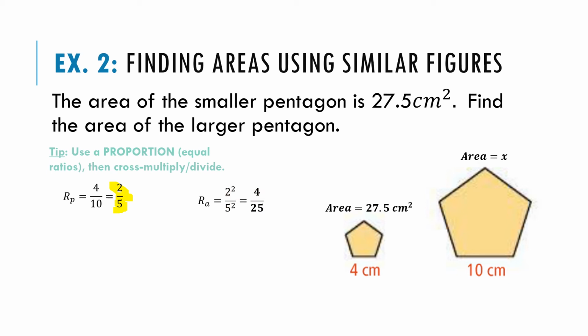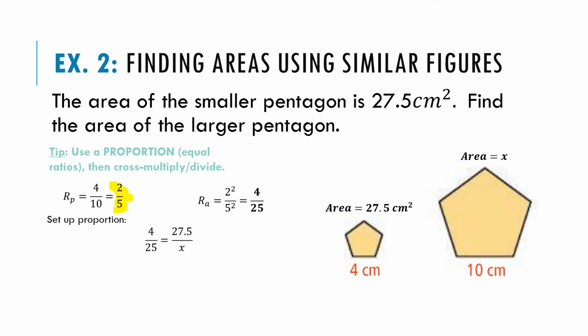So here's where we make this leap. I found all of my ratios, right? I have the ratio of the perimeter. I have the ratio of the areas. Now I'm actually going to take the ratio of the areas that I know, 4/25, which is how we compare these two shapes.